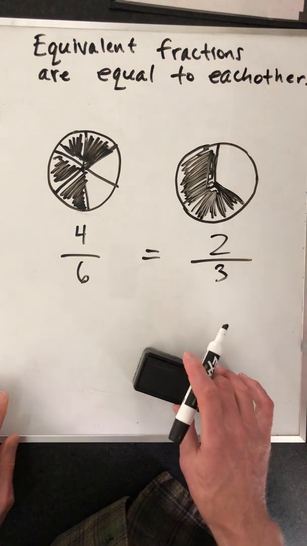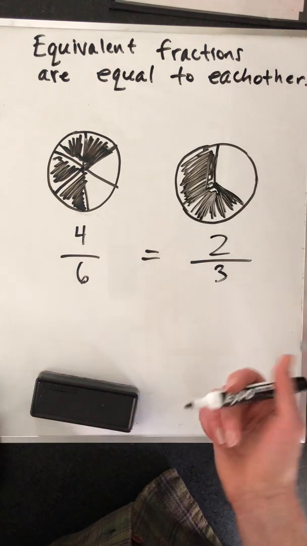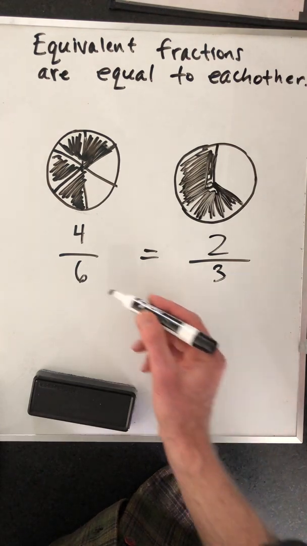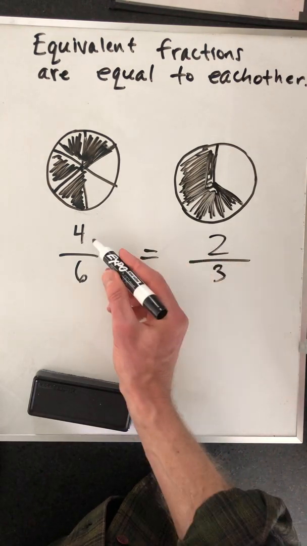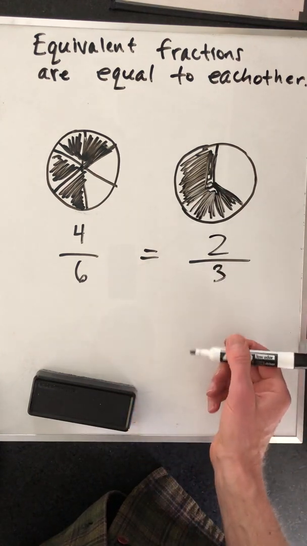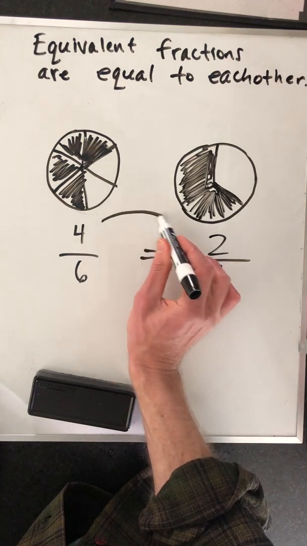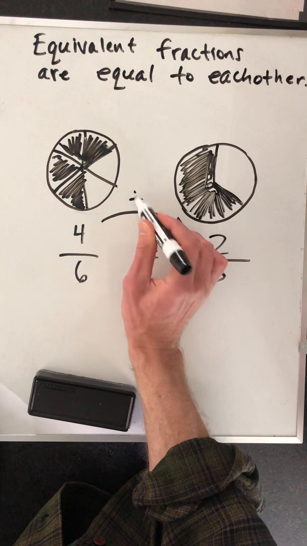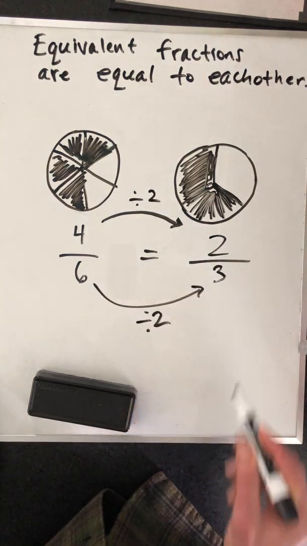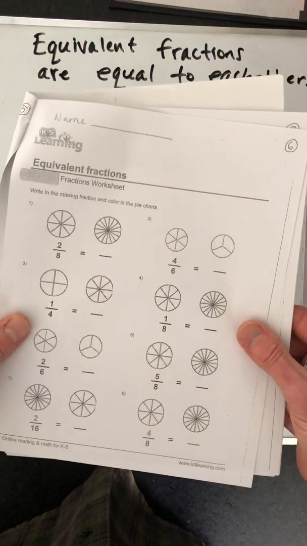And here's the interesting thing, you guys. You can always tell if fractions are equivalent because the numbers have the same relationship. So for instance, 4 divided by 2 is 2. 6 divided by 2 is 3. So half of 4 is 2, half of 6 is 3. When you do these, you're always going to notice that relationship.